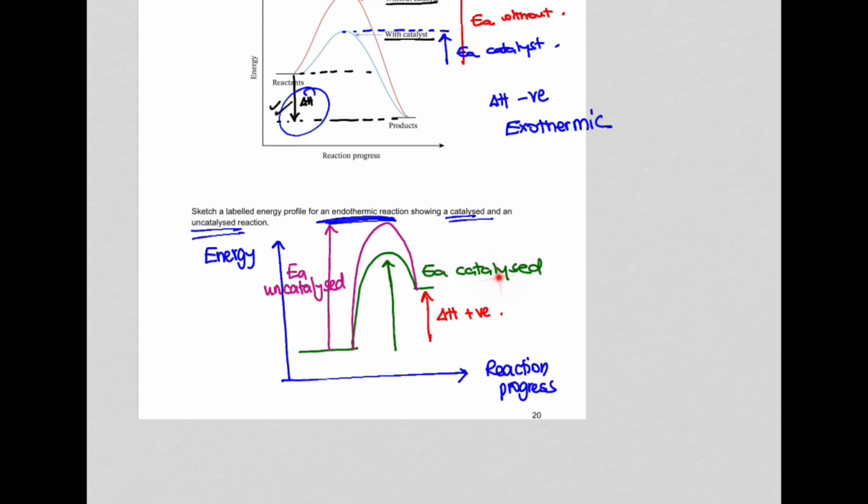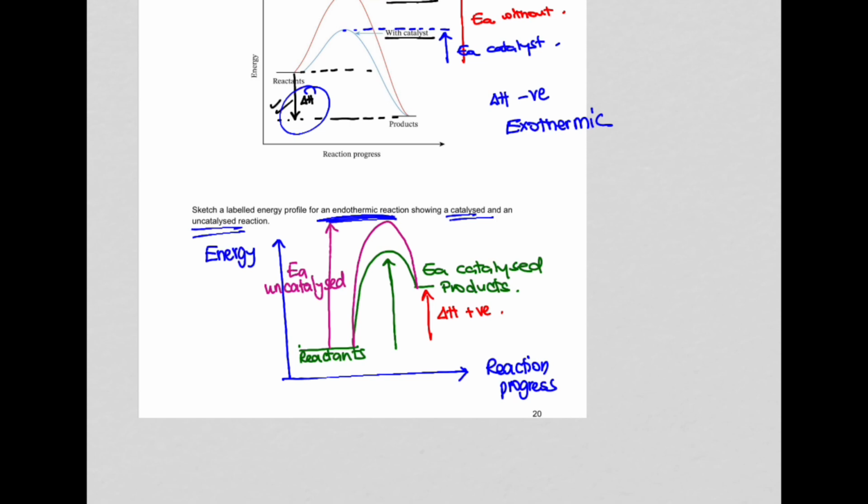And here in green you have the profile of a catalyzed reaction. So this is activation energy of catalyzed, and in pink you have activation energy of uncatalyzed. It always goes from level of reactants to the peak. And do not forget to label here reactants, and on the other side products. If you have specific reactions given to you, you will write the chemical formula or the name of that specific chemical as reactants and products.